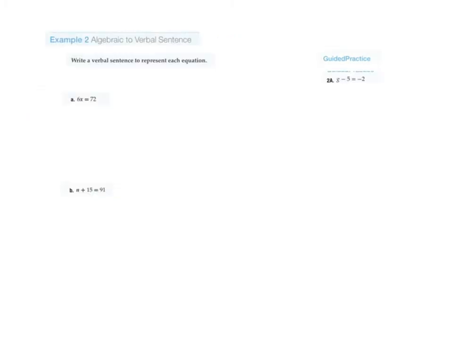Writing verbal expressions is a little bit more flexible in what you write. Basically, we want to just translate this into words. So if I go 6 times a number, and the word is means equals, is, and then I can just write the number 72.